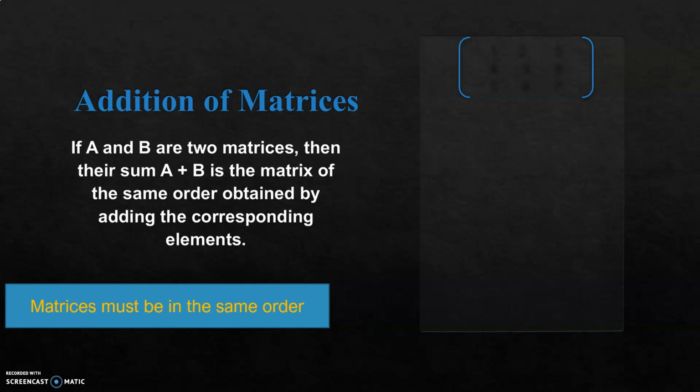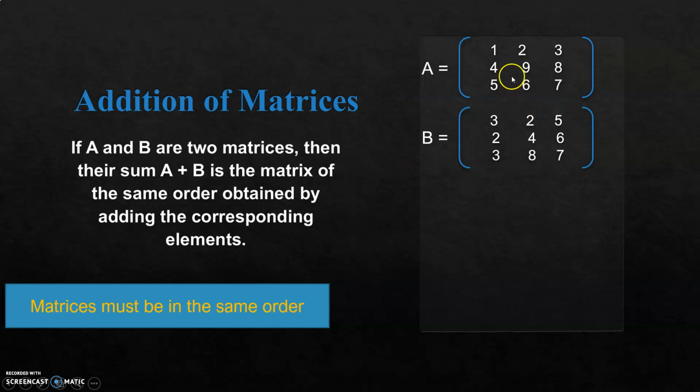For example, if we are adding the matrices A and B, both should be given in the same order. For example, if A is equal to 1, 2, 3, 4, 9, 8, 5, 6, 7, then matrix B is equal to 3, 2, 5, 2, 4, 6, 3, 8, 7. First we need to check whether both the matrices are given in the same order. Here matrix A is of order 3 rows and 3 columns, and matrix B also has 3 rows and 3 columns. So it is possible to find the sum of A and B.